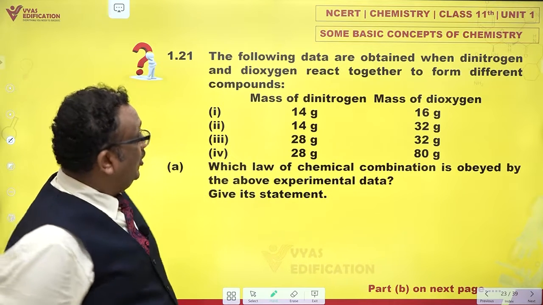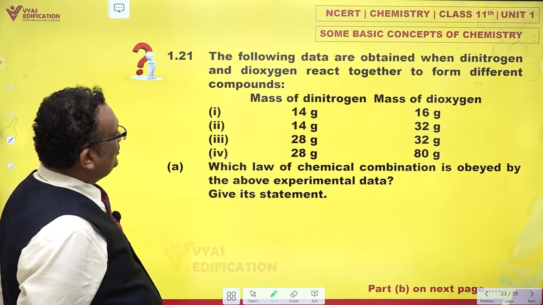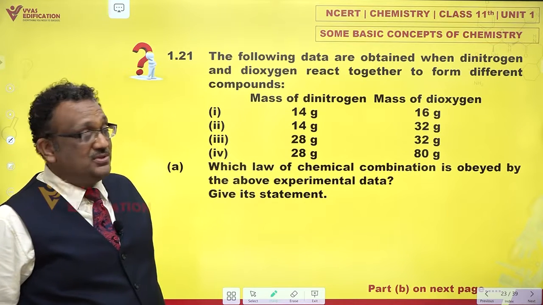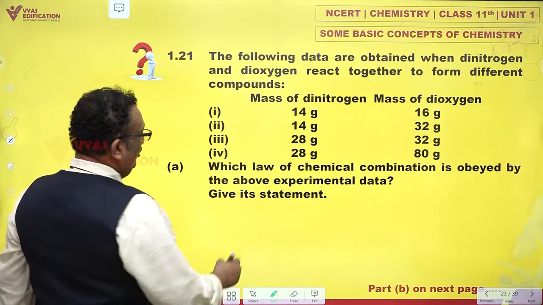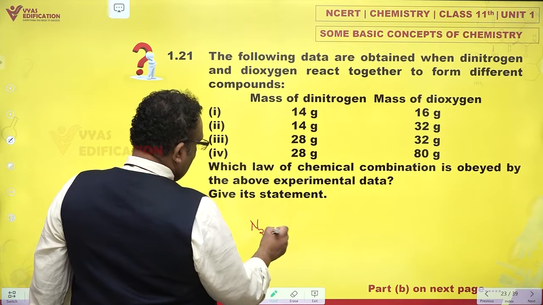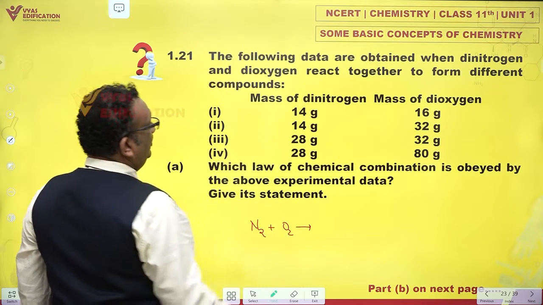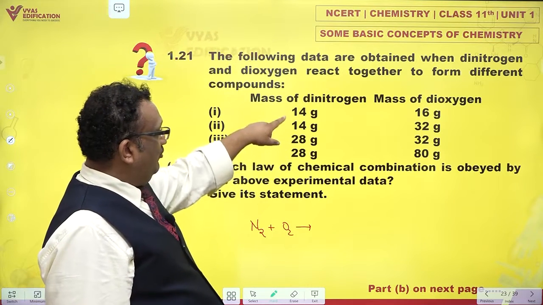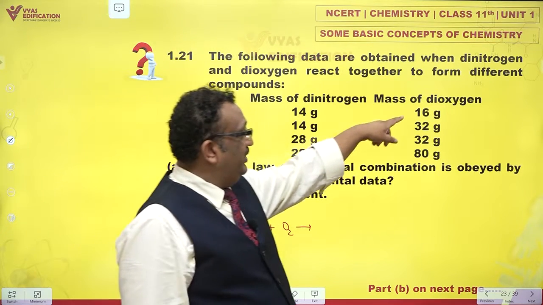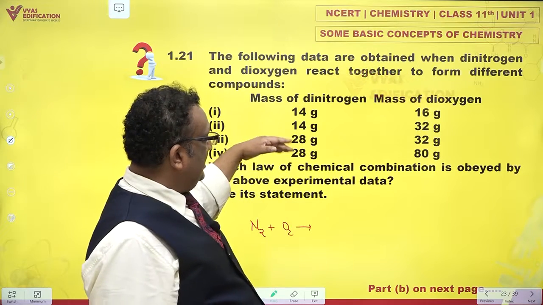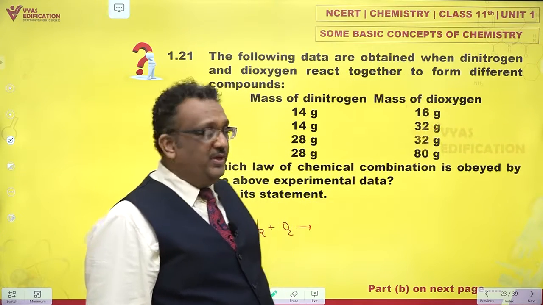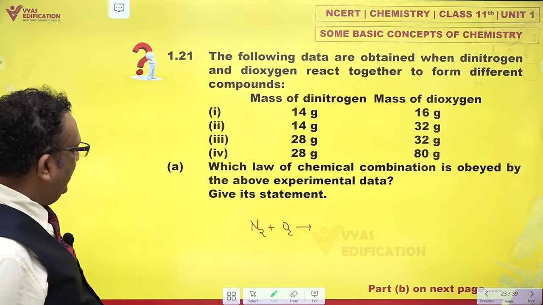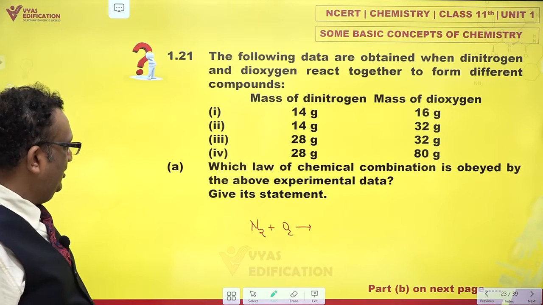The following data are obtained when dinitrogen and dioxygen react together to form different compounds. Well, we have N2 and O2 reacting with each other to get different compounds. Fine. 14 grams reacts with so many grams of dioxygen. Then 28 and 28 give you so many mass of dioxygen. Which law of chemical combination is obeyed by the above experimental data?